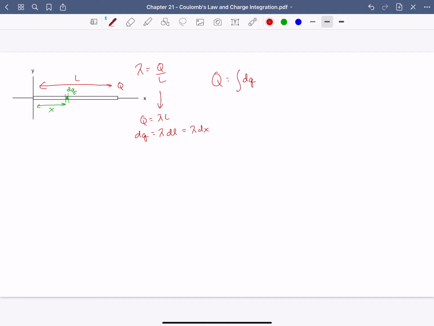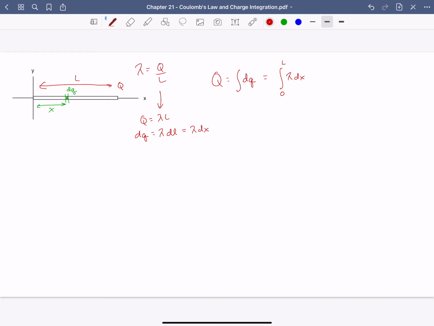Well, now I know what my dq is, and so I can substitute that in. This is going to be the integral of lambda dx. Now, there aren't any integrals in physics that don't have limits. We never do this indefinite integral plus c business. So we need to give it limits. It starts where the rod starts. These are the physical parameters of the system. The rod starts at the origin, and it ends at whatever length the rod happens to be.